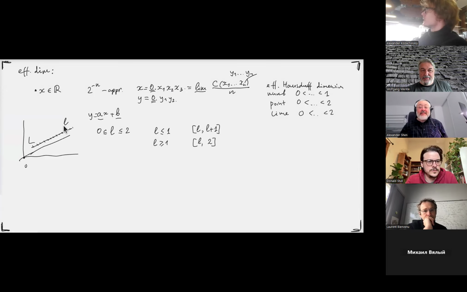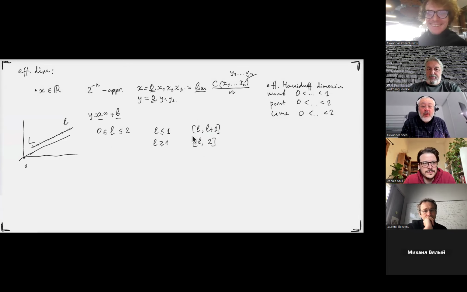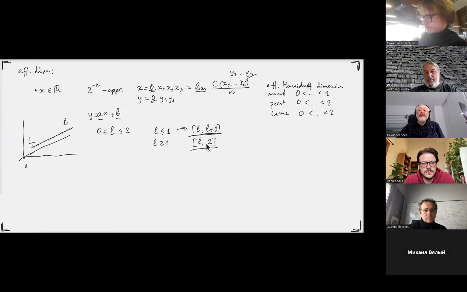The statement is that all numbers here are possible as the dimensions of points. Possible for which line? For every line of dimension L, there exists a point. If L is smaller than 1, for every possible number between L and L plus 1, or between L and 2, depending on what L is, there exists a point of the corresponding dimension.